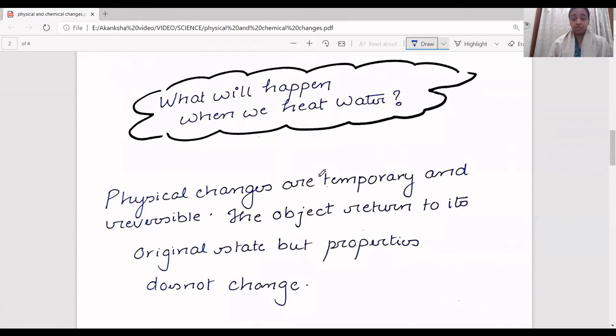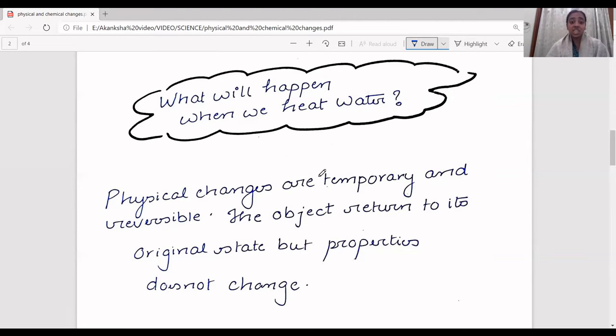Now, physical change is a temporary change and is reversible. Understand, anything that you can reverse is a physical change. The object returns to its original state, but the properties do not change, right? When you melt ice, you get water back, and that water can again be converted into ice, no issues, right? Similarly, when you boil water, it can again come back to a normal temperature without changing any properties. So these two changes that we have just discussed are physical changes.